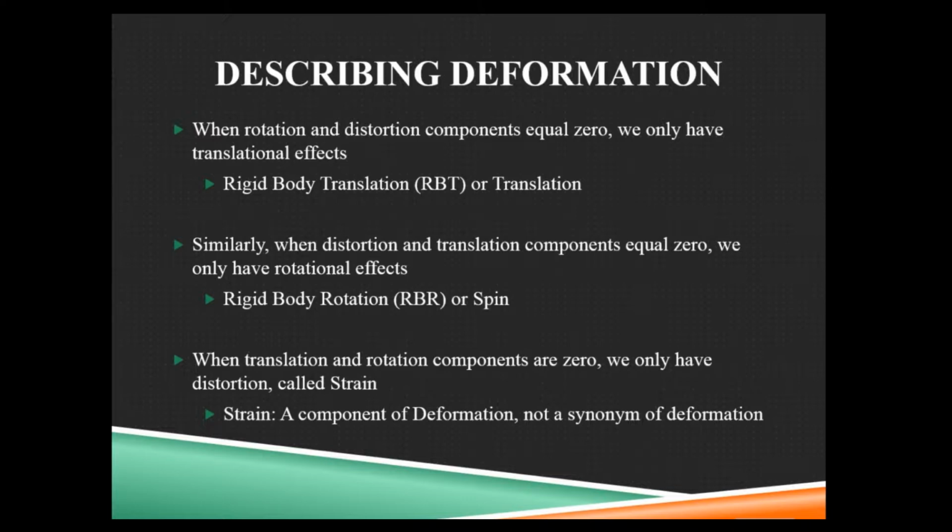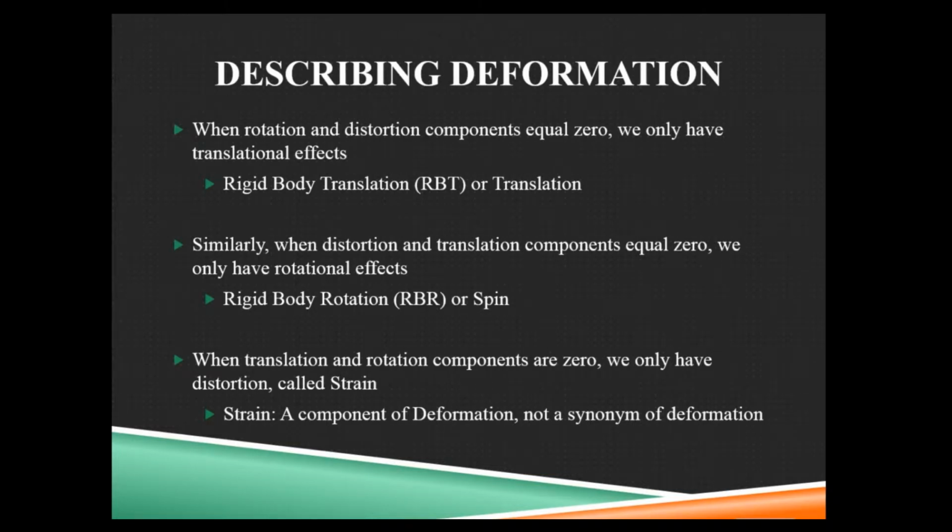When rotation and distortion components are equal to 0, we only have translation. This is like your car drives from your house to work and nothing goes wrong. You don't hit a tree, you don't spin your tires, you don't roll your car. It just gets from where it started to where it ends up with no rotation and no distortion. We call this rigid body translation. When you're driving a car, this is what you want. You don't want the other kinds of distortion. So rigid body translation, or simply just translation.